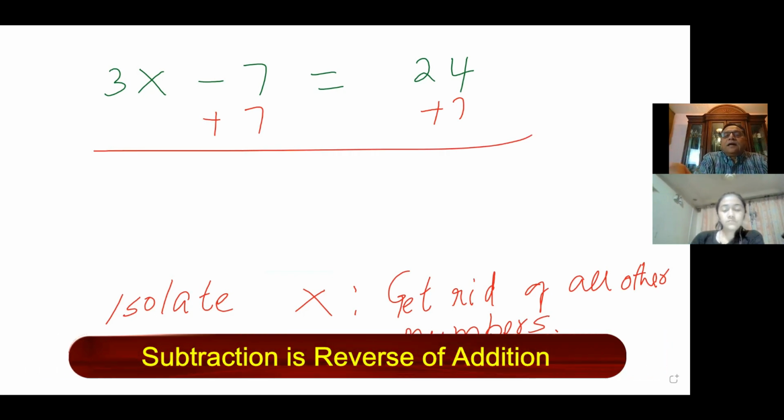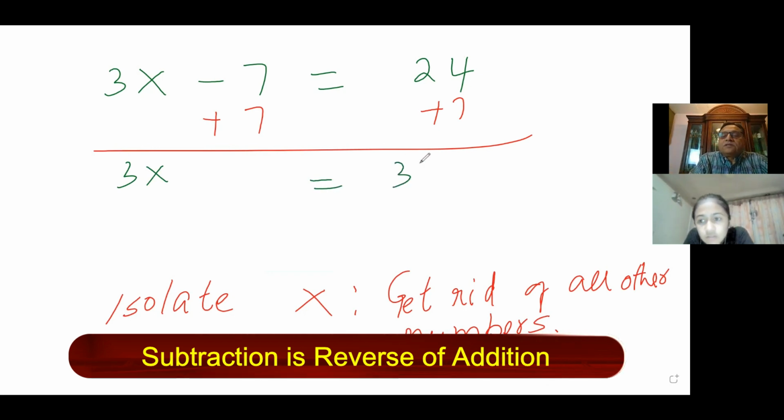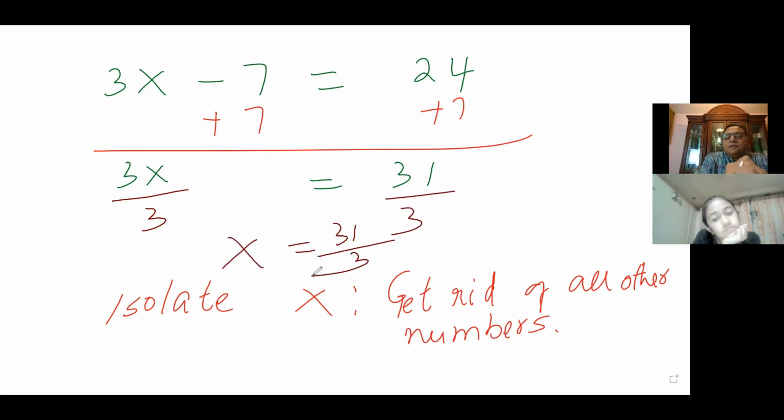In that case, I am left with, this cancels, right? So I'm left with 3x equals what? 24 plus 7, which is 31, correct? And now what will I do? I will divide by 3 on both sides. And so I get x equals 31 divided by 3. Now in this question, a natural number was not your answer, and therefore, you found it difficult to do mentally. So when the answers are not straightforward or natural numbers, it becomes very difficult to answer the questions, correct? And that is why the method helps.